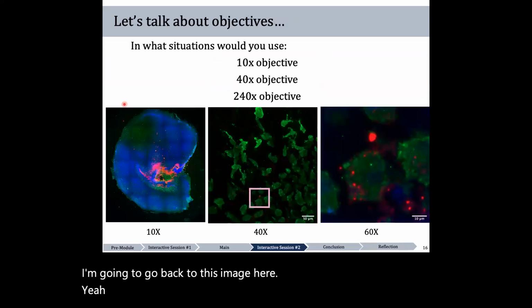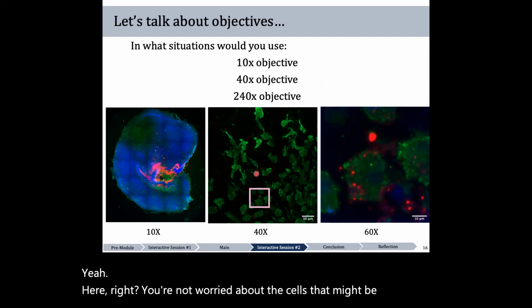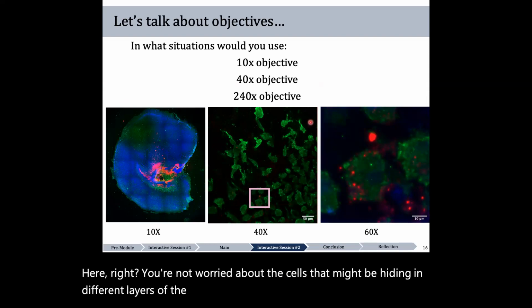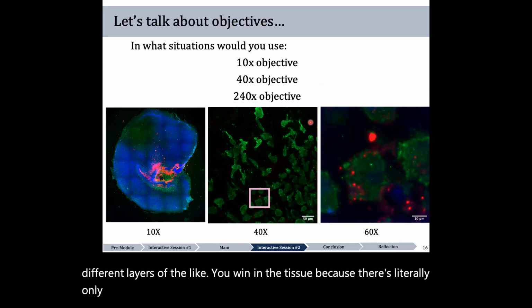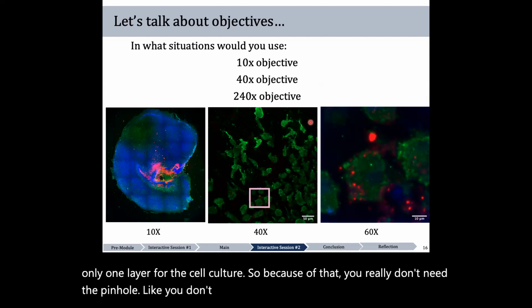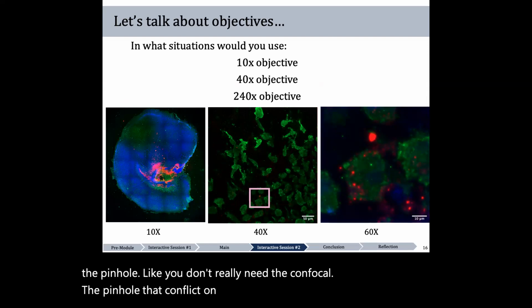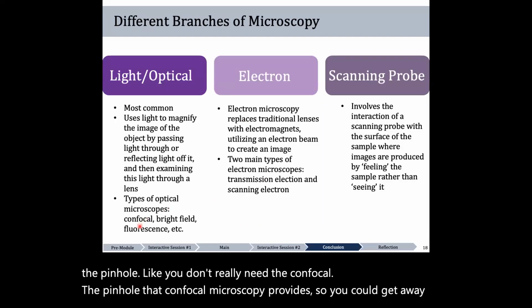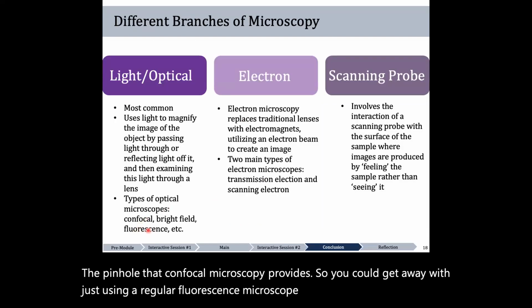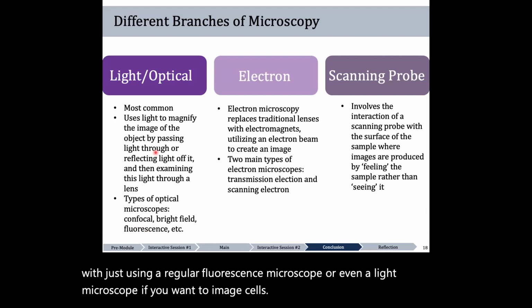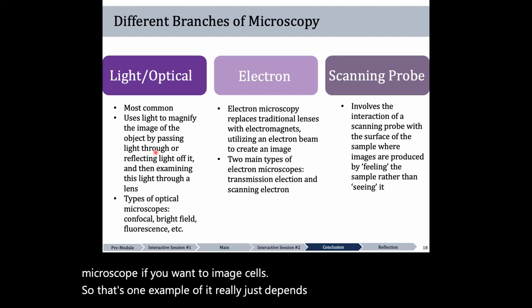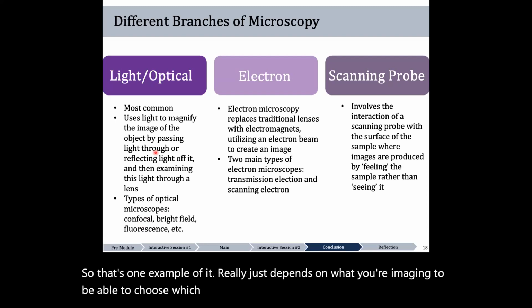Here, you're not worried about cells hiding in different layers, like you would in tissue, because there's literally only one layer for the cell culture. So because of that, you really don't need the pinhole that confocal microscopy provides. You could get away with just using a regular fluorescence microscope or even a light microscope to image cells. So that's one example of how it really just depends on what you're imaging to be able to choose which microscope you use.